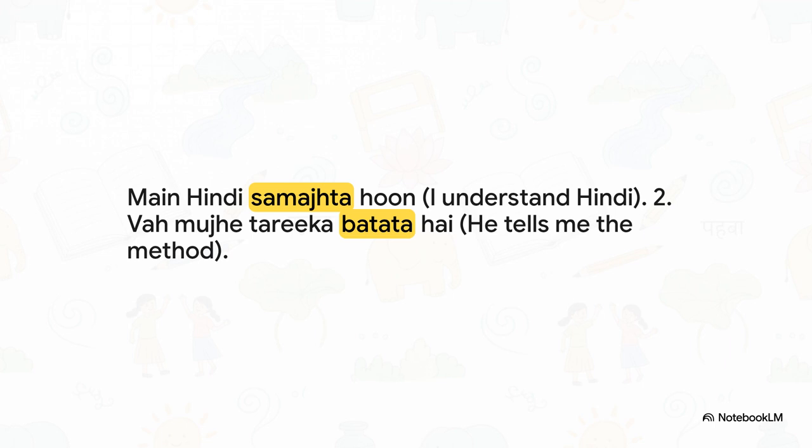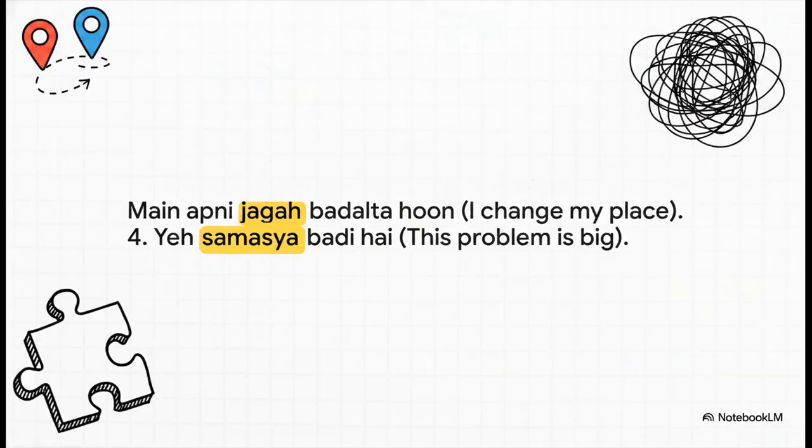Then, sentence 2, वह मुझे तरीका बताता है. वह मुझे तरीका बताता है. This translates to, he tells me the method. Here, our verb batana and our noun tarika work together absolutely perfectly. Let's keep that momentum going. Sentence 3, मैं अपनी जगह बदलता हूँ. मैं अपनी जगह बदलता हूँ, meaning I change my place. Try to make the mental connection here with jaga for place and our verb badalna for change.